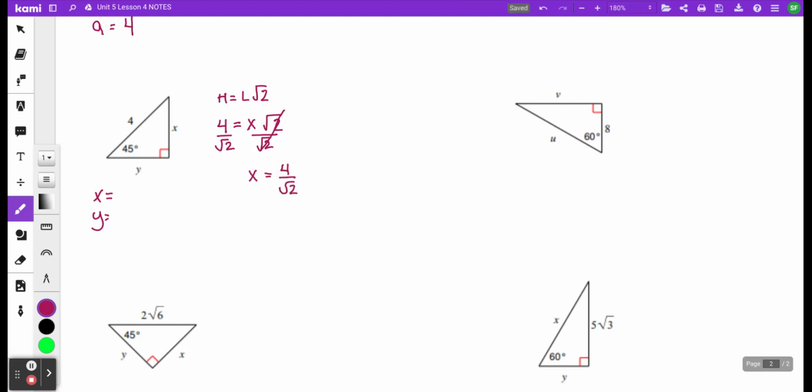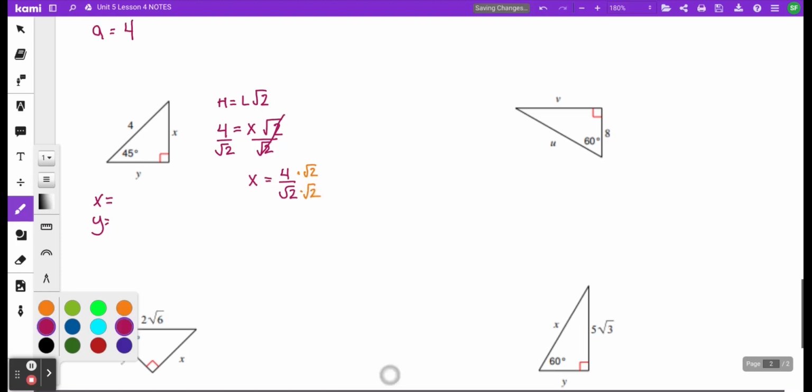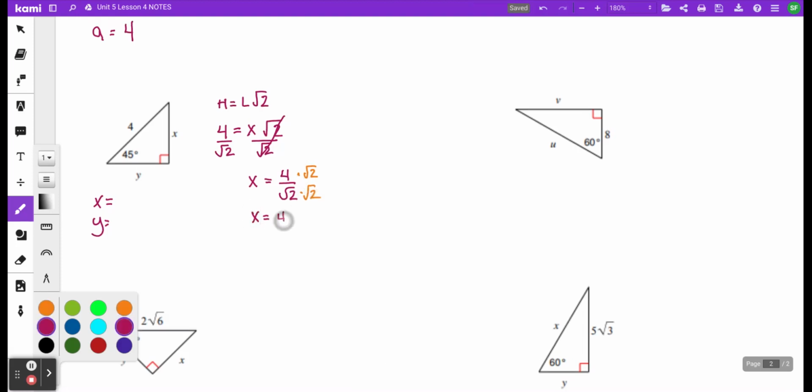Well, we don't like to have square root of 2 on the bottom. So what we're going to do is multiply the top by square root of 2, bottom by square root of 2. And we get x equals 4 square root of 2 over 2. And by the previous example, we know that multiplying square root of 2 times square root of 2 gives you square root of 4. Square root of 4 is just 2. And we can reduce the 4 and the 2 to be 2 square root of 2. So it's the same problem, just going at it a different way. So we get 2 square root of 2, and the other is the same.